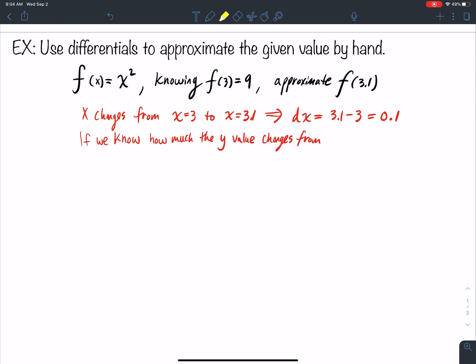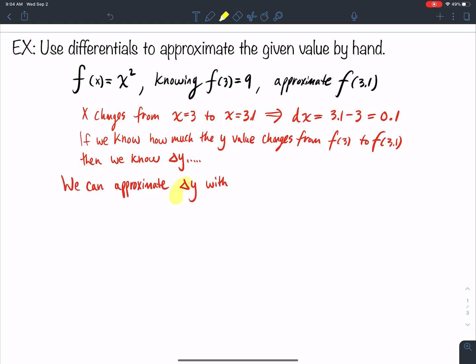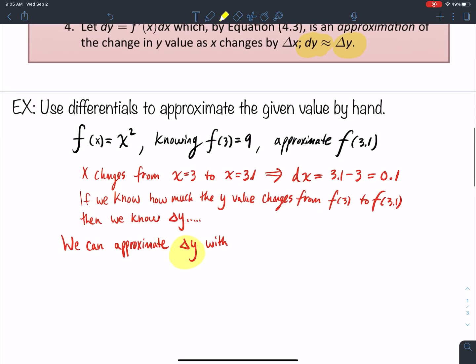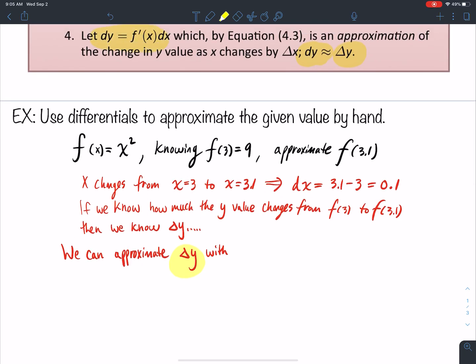Now, if we know how much the y value changes from f of 3 to f of 3.1, then that is the definition of delta y, okay? Now, we can approximate delta y with dy. So dy is defined to be f prime of x times dx. So I'm going to approximate this with dy, which is f prime evaluated at 3, times dx.